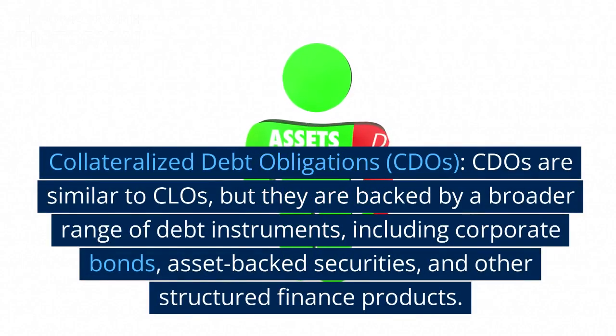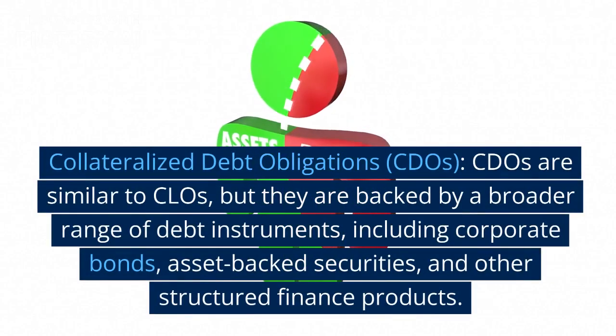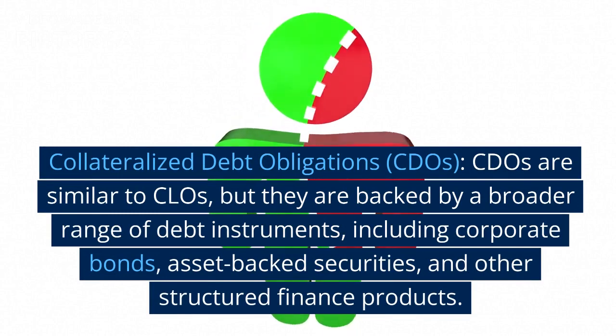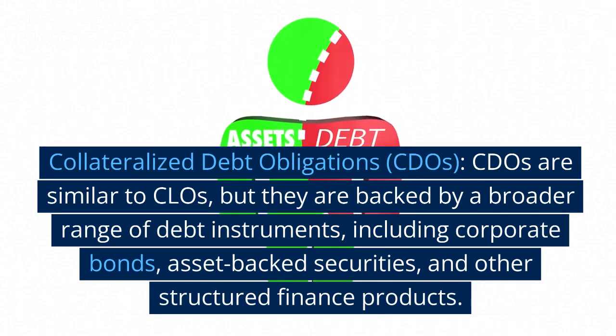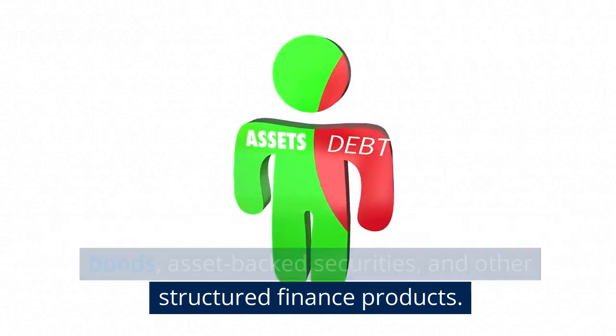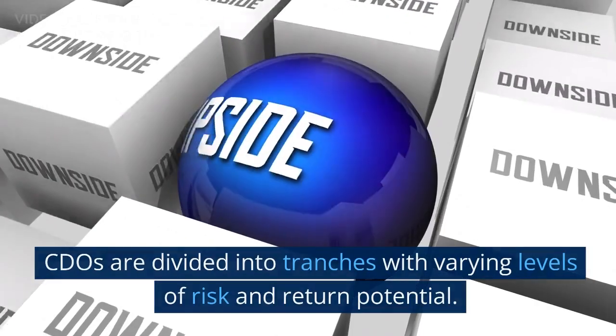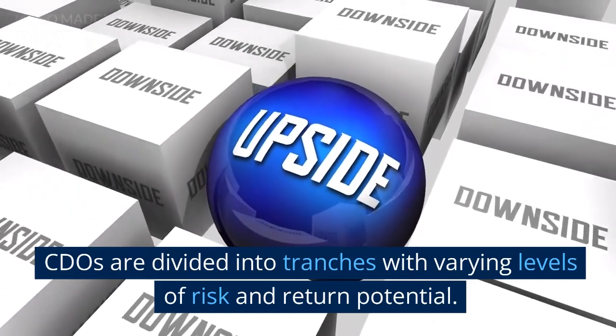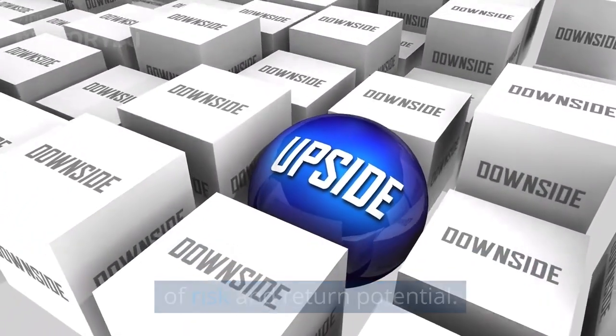Collateralized debt obligations, CDOs. CDOs are similar to CLO, but they are backed by a broader range of debt instruments, including corporate bonds, asset-backed securities, and other structured finance products. CDOs are divided into tranches with varying levels of risk and return potential.